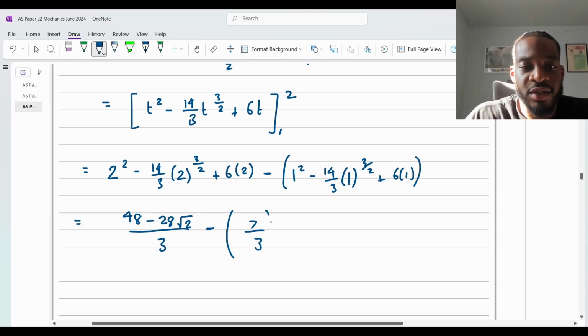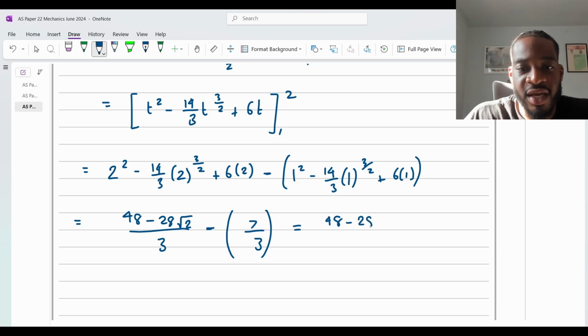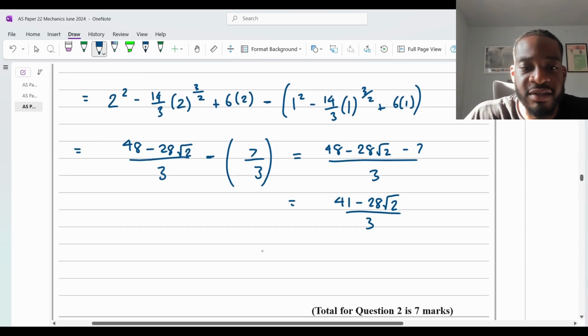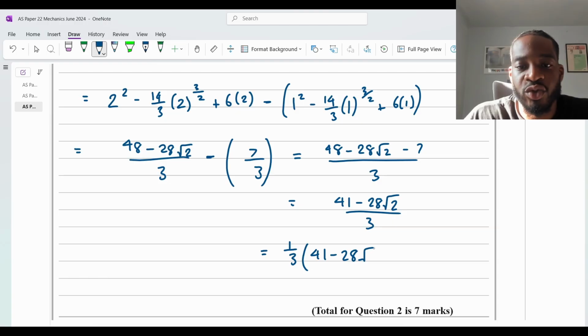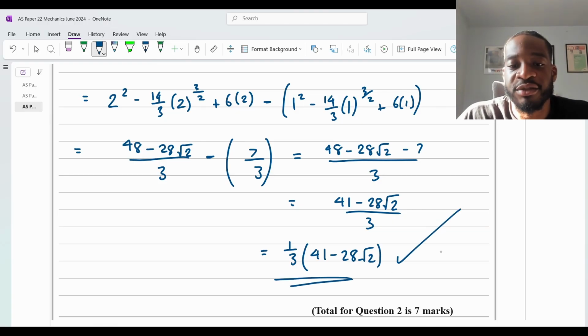What do we get? So all we have to do now is just show that we get 41, which is absolutely fine because they've got the same denominator. So we can actually write it like this: 28 root 2 minus 7 all over 3. And then 48 take away 7 is 41. So 41 minus 28 root 2 over 3. And then that division of 3 we can take out as a factor of a third, isn't it? So we get 41 minus 28 root 2. And that's exactly what they wanted. And that's part B finished.